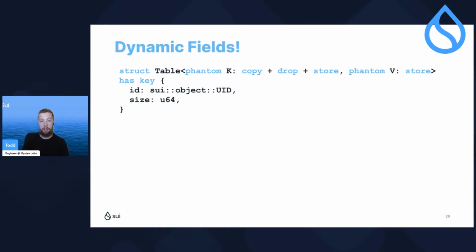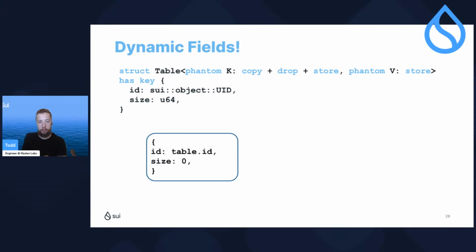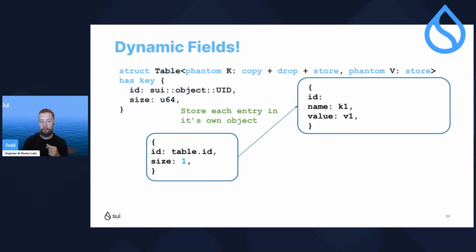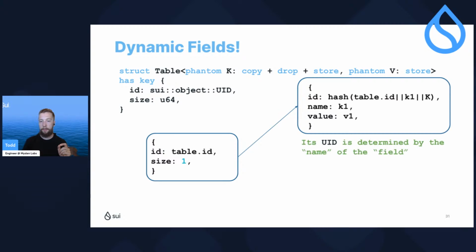So we only have to load each key value pair that we care about during our transaction. So with dynamic fields, we take our parent object, as we'll often call it, and we'll often refer to the fields also as children. You'll see that terminology interplay here. And so we have our table object with its ID and a size of 0. And then when we add a dynamic field, we want to associate it with the name or the key in the map and its value. So we're going to store each entry as its own object.